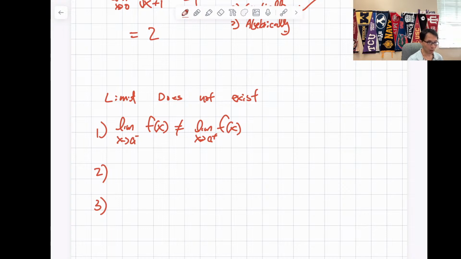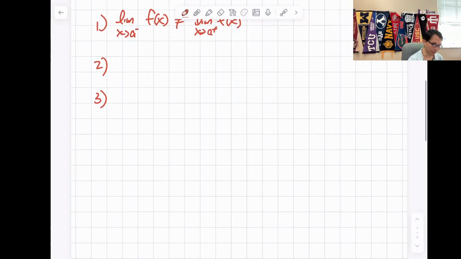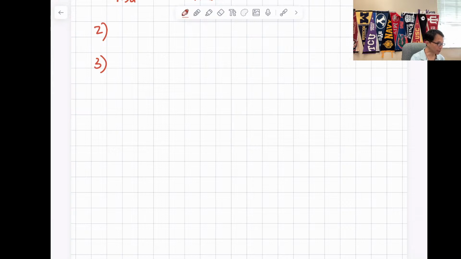We're going to talk about when the limit does not exist. One example is like this. Do you guys remember the graph of the limit as x approaches 0 of the absolute value of x over x? Do you remember what the graph looked like? If you do know, no, that's wrong.